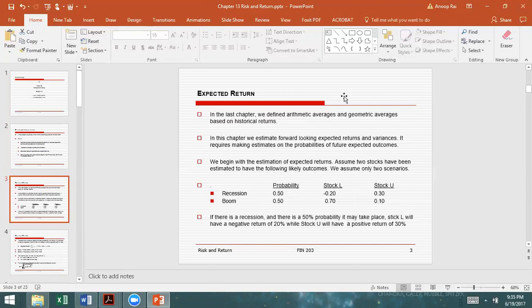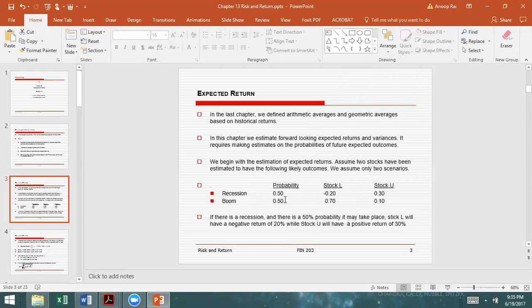Now, this is a very simplified model. Of course, in the real world, you'll be making much finer probability estimates: recession, boom, normal, deep recession, or very high boom, etc. Let's make it very simple. And then given that, we start studying stock L and stock U. And here's what we come up with.